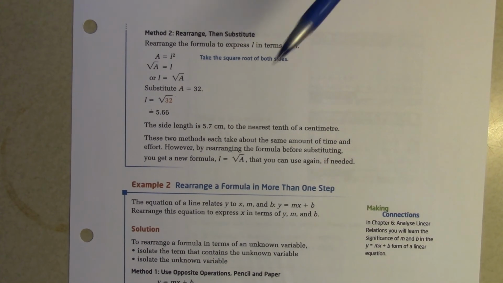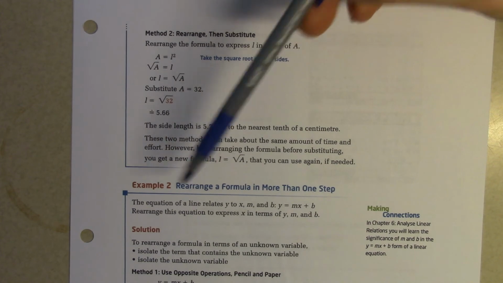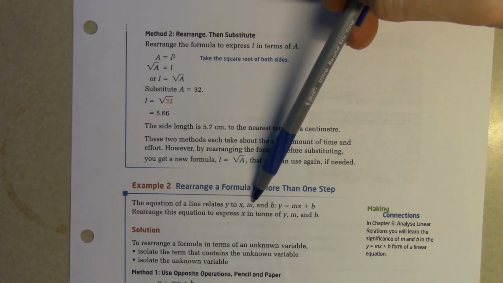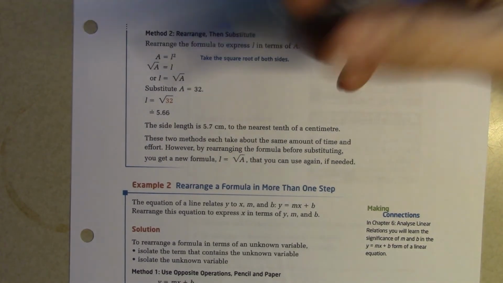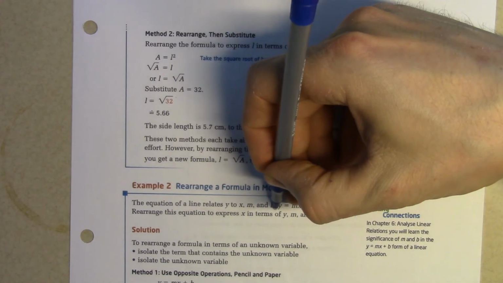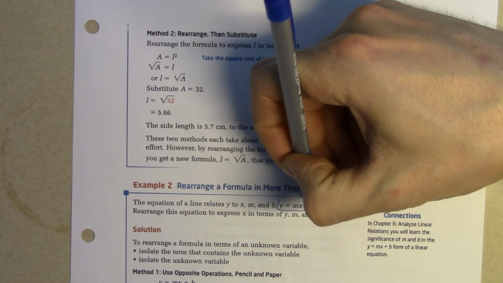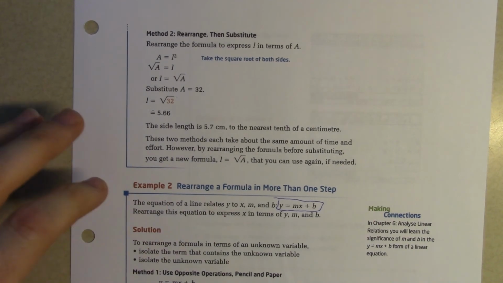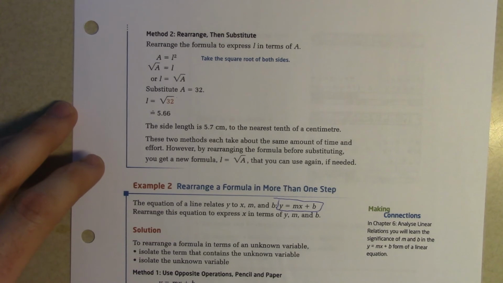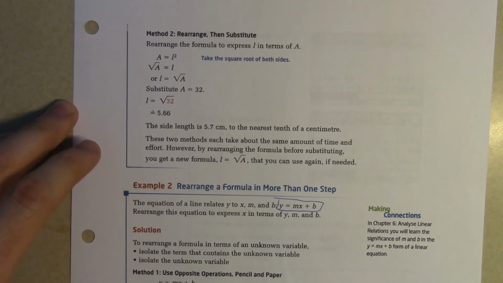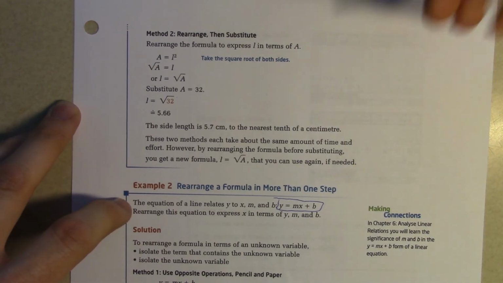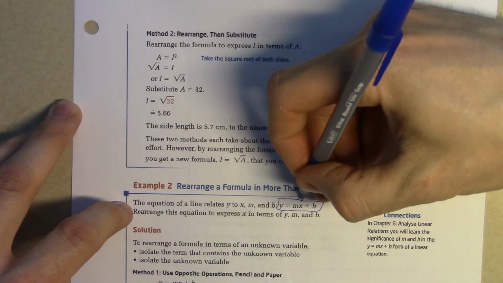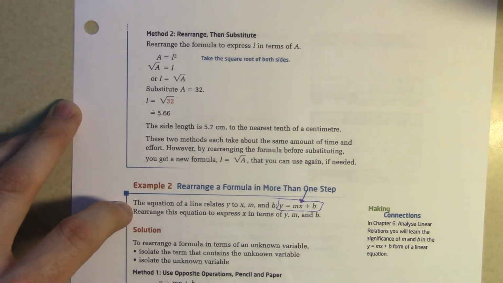Example 2. Rearrange a formula in more than one step. The equation of a line relates y to x, m, and b. Rearrange this equation to express x in terms of y, m, and b. Who wants to try this one? Luca in the back. We want to rearrange to express x. So isolate for x, Luca. What do I do?